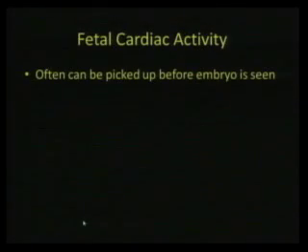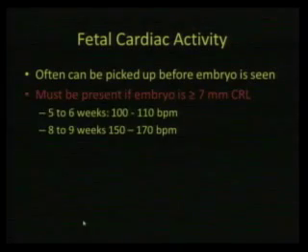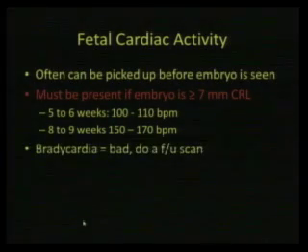Cardiac activity. A lot of times we can actually pick up cardiac activity before we can see the embryo. And it must be present if the embryo is greater than or equal to 7 millimeters in crown rump length. At 5 to 6 weeks, typically the heart rate's between 100 and 110, and then at 8 to 9 weeks it increases to about 150 to 170. Bradycardia, bad. Do a follow-up scan. If you get a decreased heart rate in a fetus, always do a follow-up scan. Babies do not like slow heart rates.